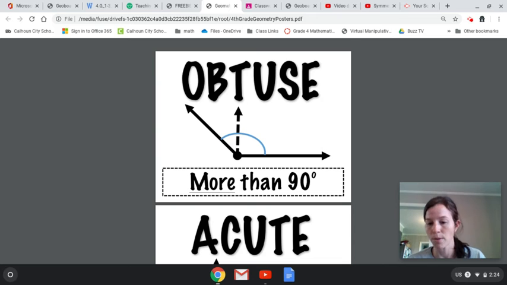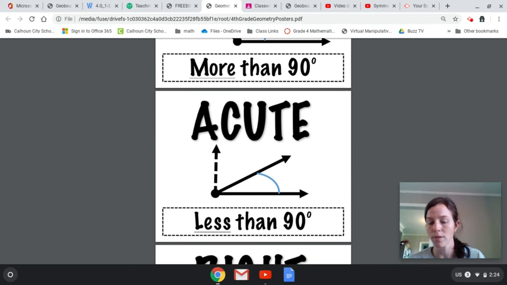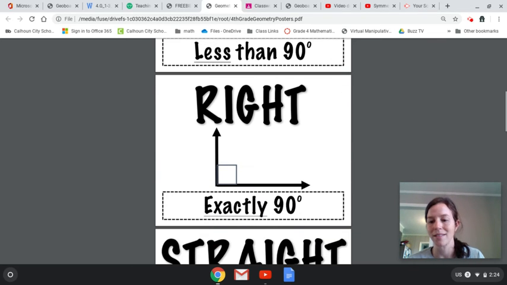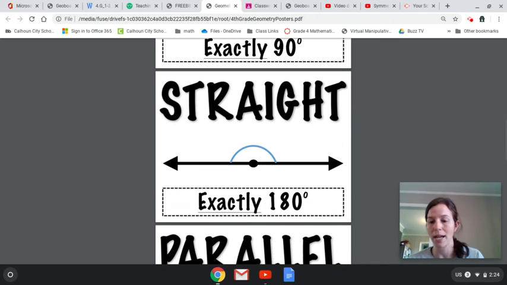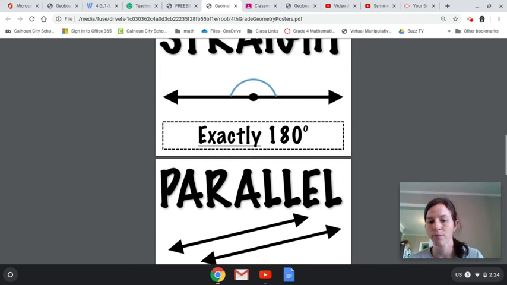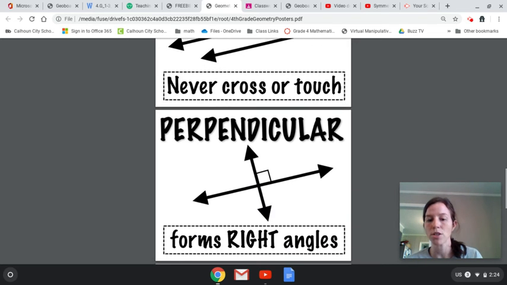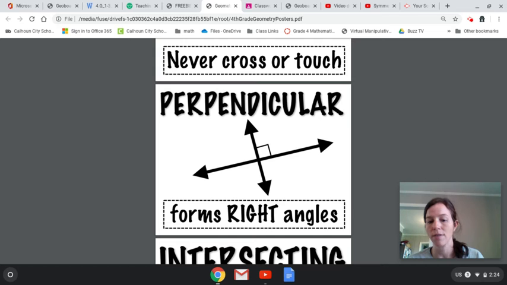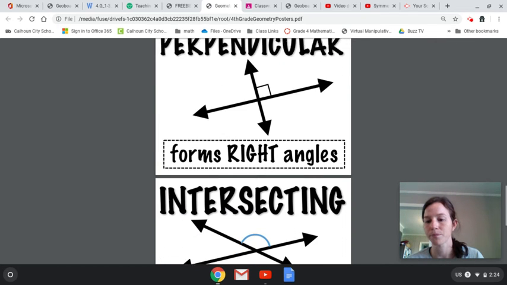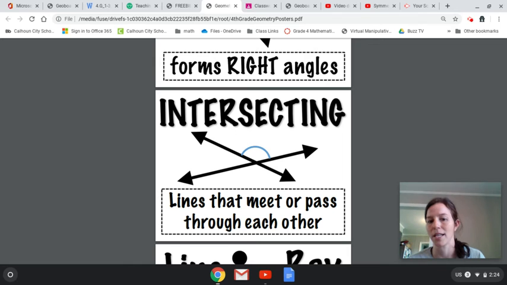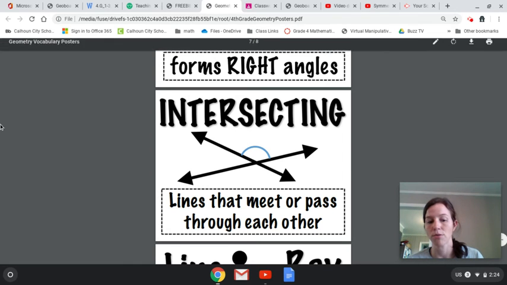Obtuse angles, which is more than 90 degrees. Acute, less than 90 degrees. We talked about it's really acute, right? And a right angle is exactly 90 degrees, and you can use an edge of a sheet of paper to check that. A straight angle is just 180 degrees. Now, parallel, we've listened to a fun song, but parallel lines, they never cross or touch. So it's just like this. Parallel compared to perpendicular, where perpendicular lines definitely cross and they form right angles. And another vocabulary word is intersecting, lines that meet or pass through each other.